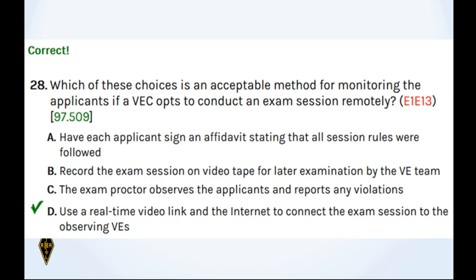And 28, which is an acceptable method of monitoring an exam? Well, you can use Skype. So using a real-time video link and the internet to connect the exam session to the observing VEs, 28D.